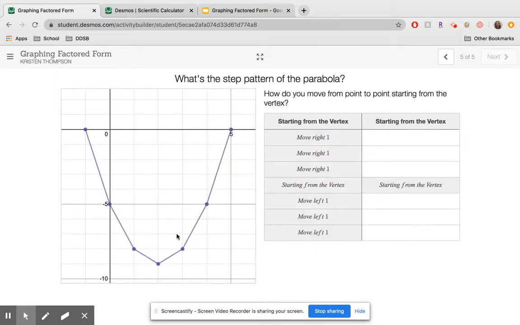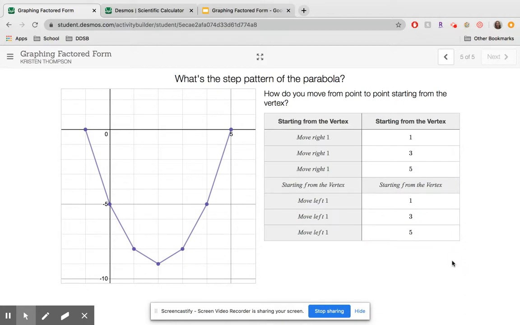Okay, and then we just need to do the step pattern. So it's the exact same parabola. We're starting from the vertex. If we move right 1, we're moving up 1. Then from that point, if we move right 1, we're moving up 3. And then from this point, we move right 1, we move up 5. It's the exact same thing on the left side, since the right side is the mirror of the left side, so it'd be 1, 3, and 5. So that's all you need to do for the Desmos activity.